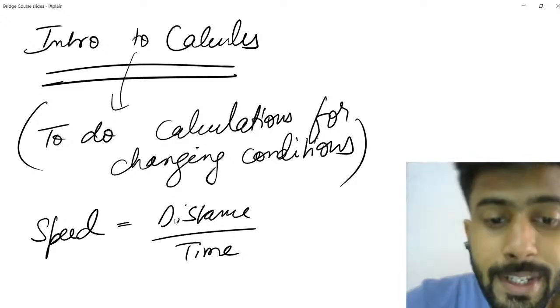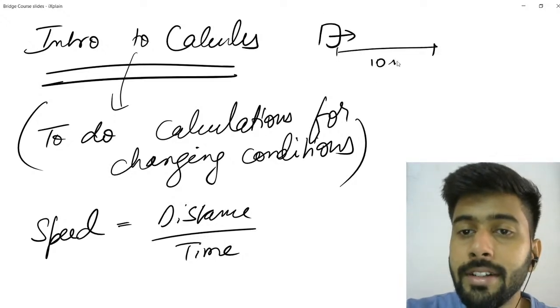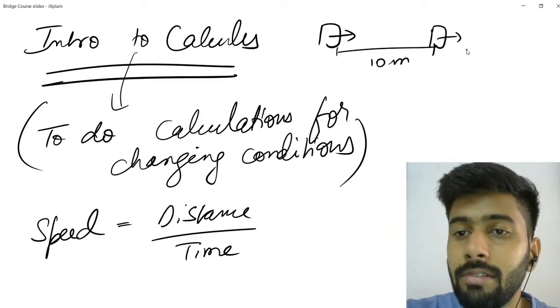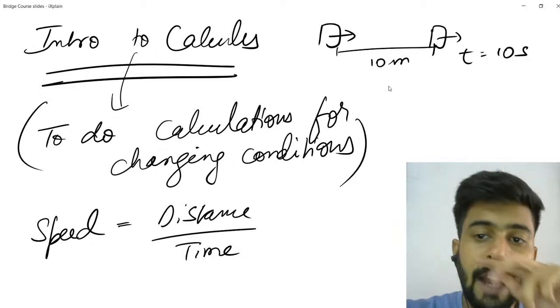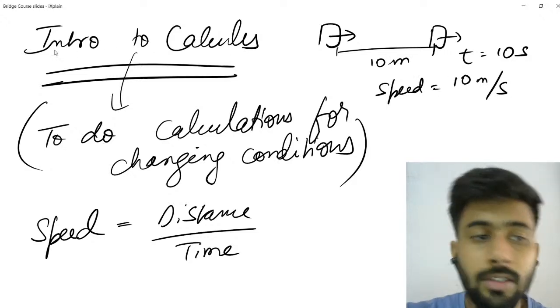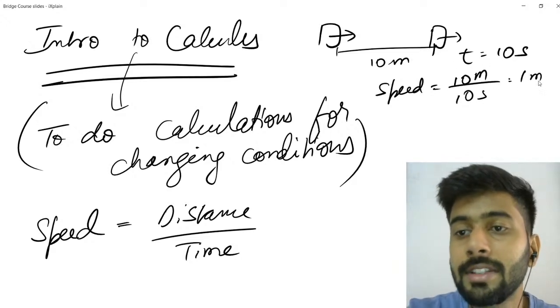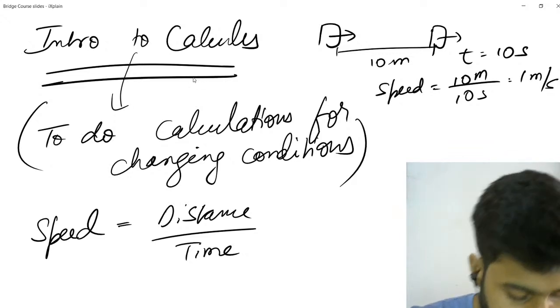Right? Which means, if I have a body and that body has covered 10 meters in t equal to 10 seconds, then I will say speed of this body is, sorry, it's 10 meter distance divided by 10 seconds. So it's 1 meter per second, the speed of the body, right?